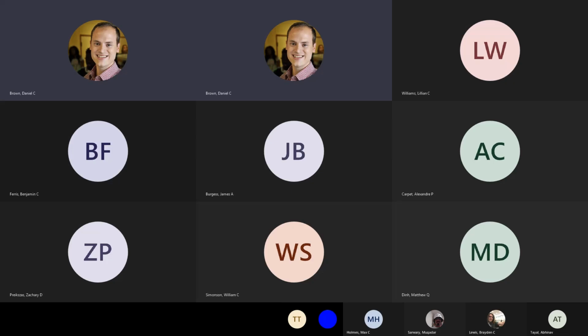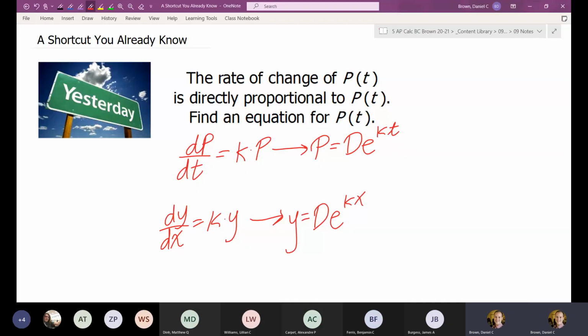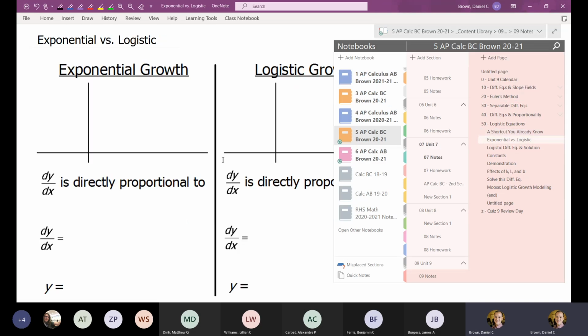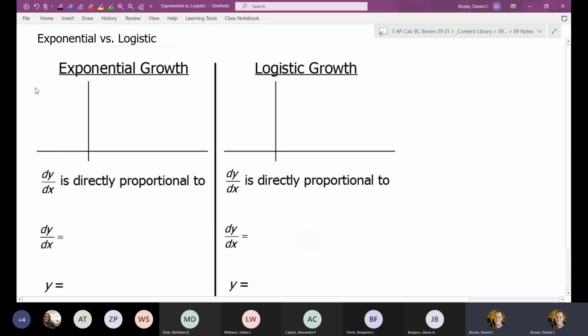But it's going to save you a whole lot of time in the long run if you just memorize that k times p, or k times the variable acting as y, is going to be an exponential function. So where this is going to lead us, and what we're going to compare this to, is what we call the logistic growth equation.